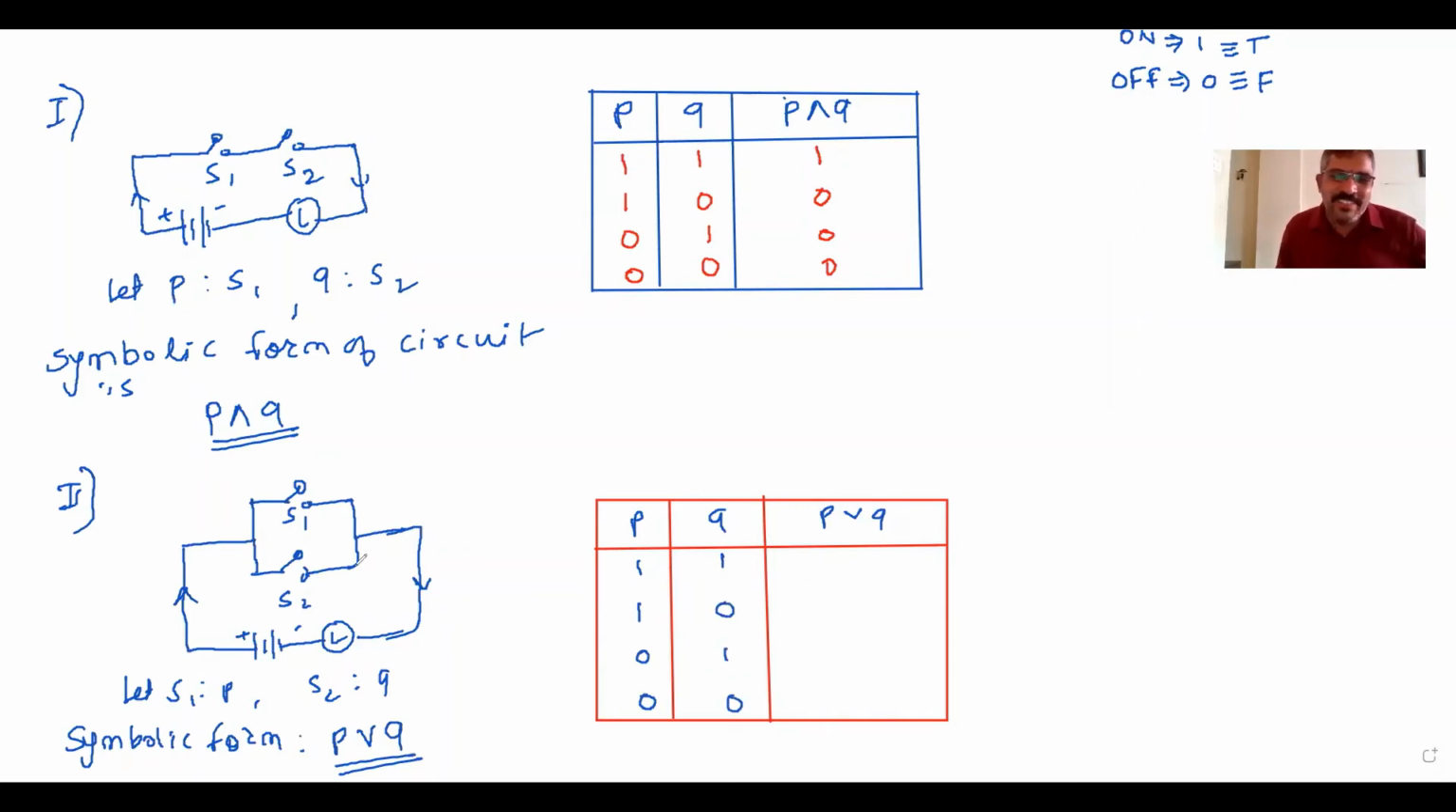If you observe carefully, when both switches are on, current will flow through the circuit and the light will glow. It means the light will be on. If one switch is on and one switch is off, it doesn't matter. If one switch is on and the other is off, current will flow through this direction, so the light will be on.